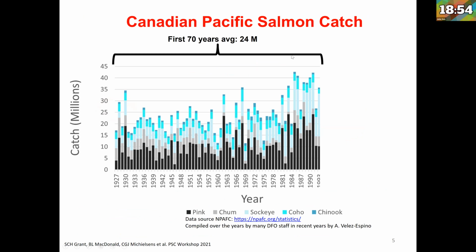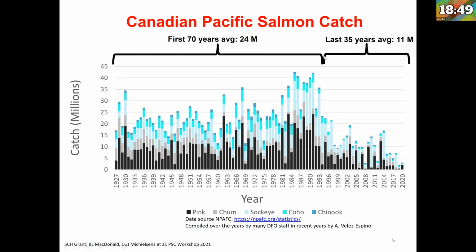In the first 70 years, our catch was 24 million. And then in the last 35 years, it dropped to under half of that at 11 million. And then during these heat waves, we had a further reduction, dropping down to 4 million in the last 6 years, and then 2.5 in the last 2 years.